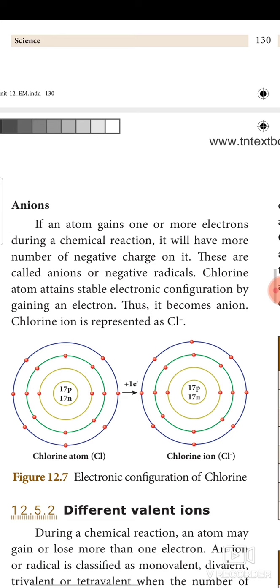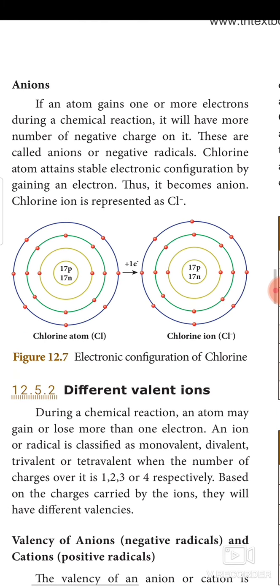And see the second picture, what is the outermost number of electrons? It will be 8. Now the chlorine atom becomes an ion by gaining 1 electron. The chlorine atom becomes a chlorine ion by gaining 1 electron. So this is an anion.